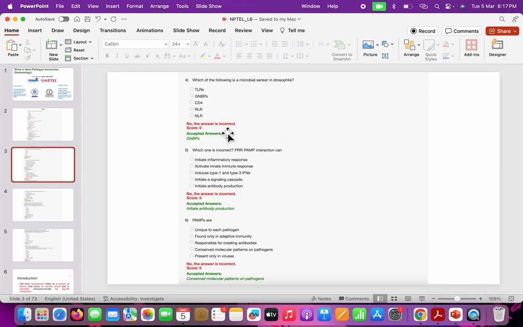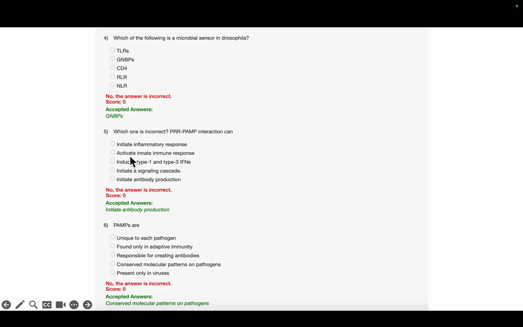Okay, I will get back to you with this question later. I have to check one thing. Which one is incorrect? PRR-PAMP interaction can initiate an inflammatory reaction, activate the innate immune response, induce type 1 and type 3 interferons, initiate a signaling cascade, or initiate antibody production. PRR is the pathogen recognition receptor and PAMP is the pathogen associated molecular pattern. This interaction alone can't directly initiate antibody production.